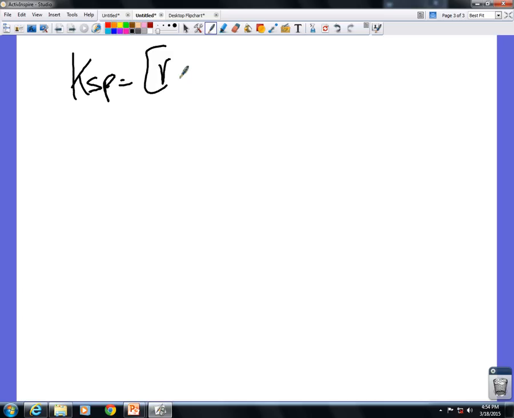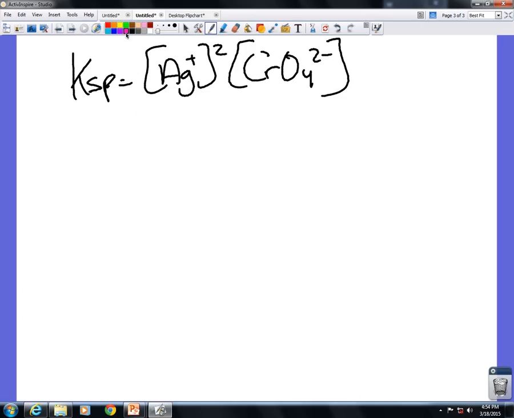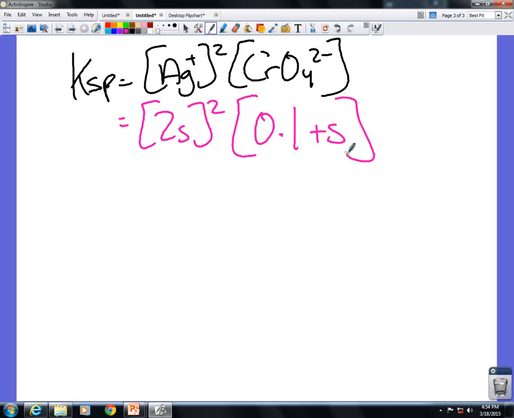KSP is equal to Ag plus squared times CrO4 2 minus to the first. So I have 2s squared and then 0.1 plus s. Now, this is something you're fixing to see that's new. What's the value of KSP? Did I tell you? 9.0 times 10 to the negative 12.